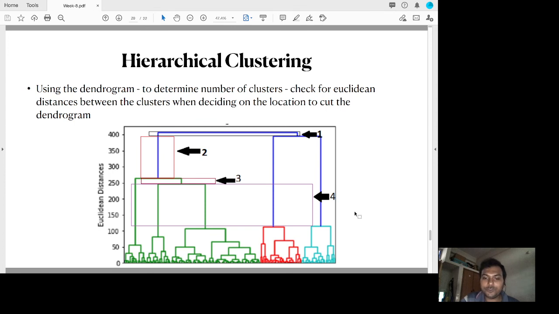Because what do you intuitively mean by the height of this rectangle? It is the Euclidean distance between the two clusters that I am getting, and you always want clusters which are vastly different from each other. If the Euclidean distance is very low, that means your two clusters are very close to one another. There is no point in getting those two clusters. Okay, got it, sir. Thank you.